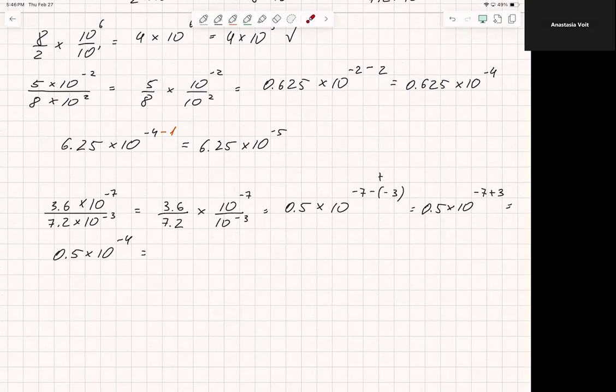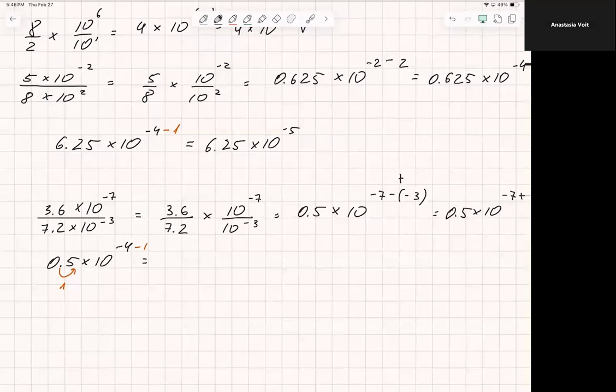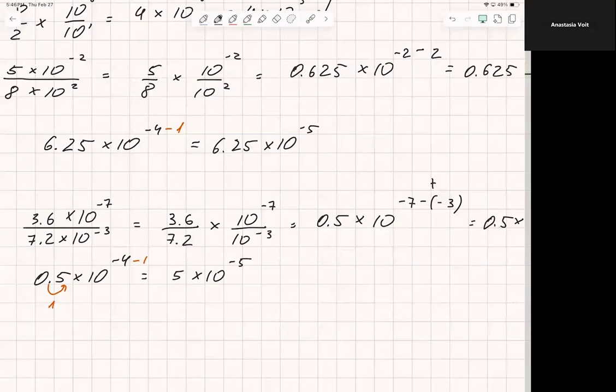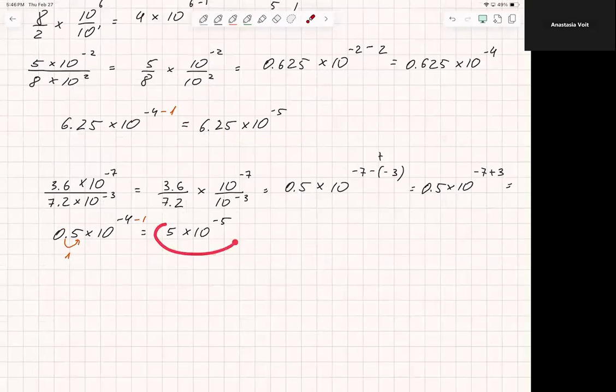But now the 0 cannot be k. 5 can be k, right? So we need to move this decimal place right after the k. So we're moving it 1 unit to the right, meaning that we need to, again, subtract 1 from the existing power of our 10. So we would have then 5 times 10. Negative 4 minus 1 is going to be negative 5. And this is how we end this example. So that's going to be 5 times 10 to the power of negative 5.